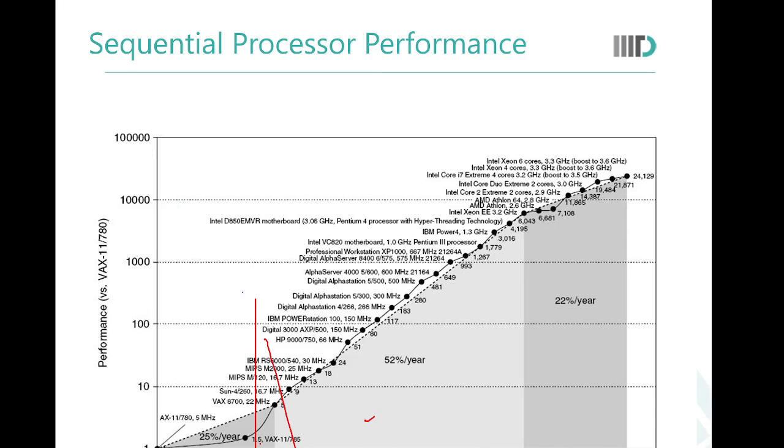which is called the VAX processor, the VAX 11/780, and the performance of all the other processors is normalized with respect to that. So, you see that the way the processor performance has improved is phenomenal.